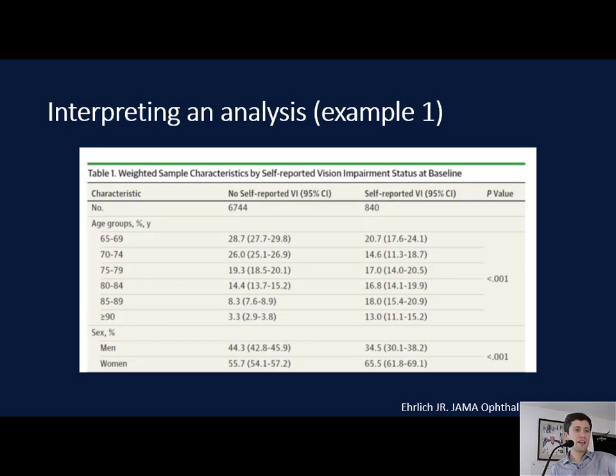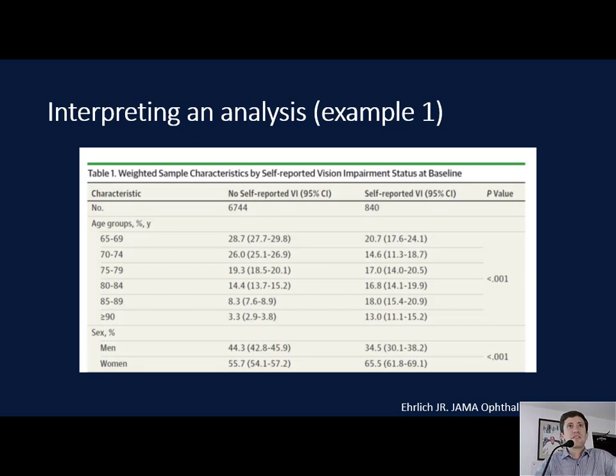So I'll describe what we have here. We have different age groups, right? Categories: 65 to 69, 70 to 74, etc. We have men and women, another variable, sex. Some of these people don't have vision impairment, and some of these people do have vision impairment. We want to know if the distribution of vision impairment versus no vision impairment differs by age, and we want to know if it differs by sex. What test do we use?